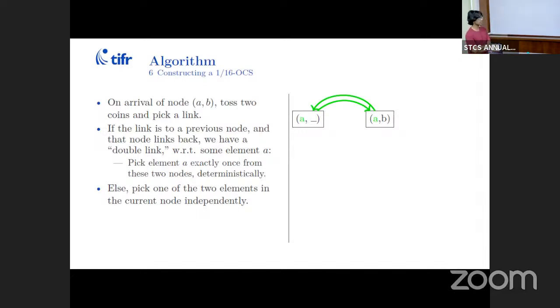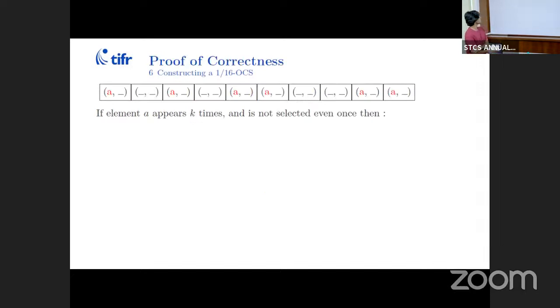So now let us try to analyze this. Let us assume that an element A appears k times in total, and we will try to evaluate the probability that A is not selected even once. When can it be the case that A is not selected even once? Then it must be the case that these nodes did not get doubly linked. Like none of them got consecutively doubly linked.